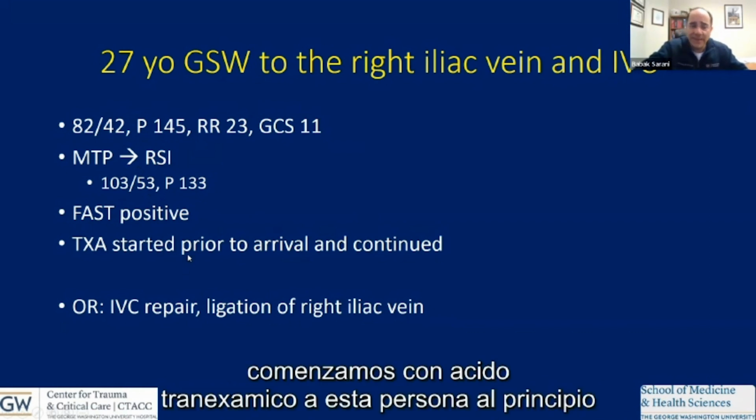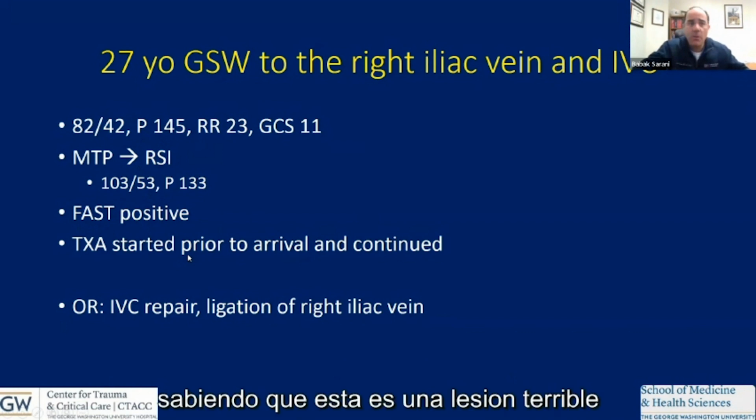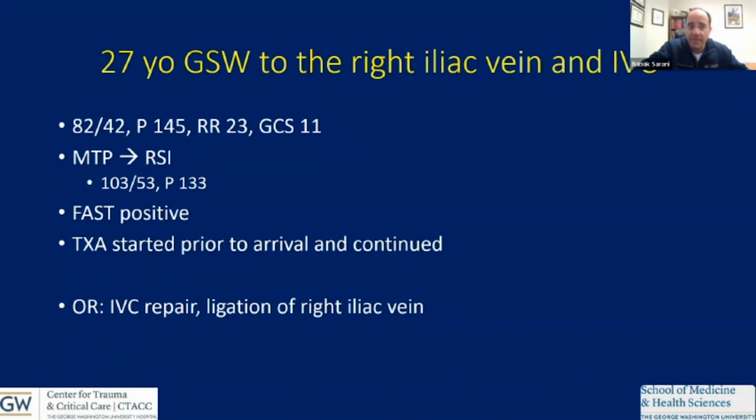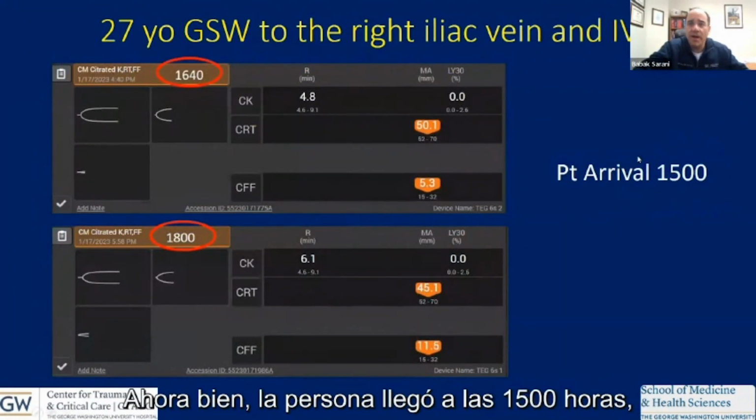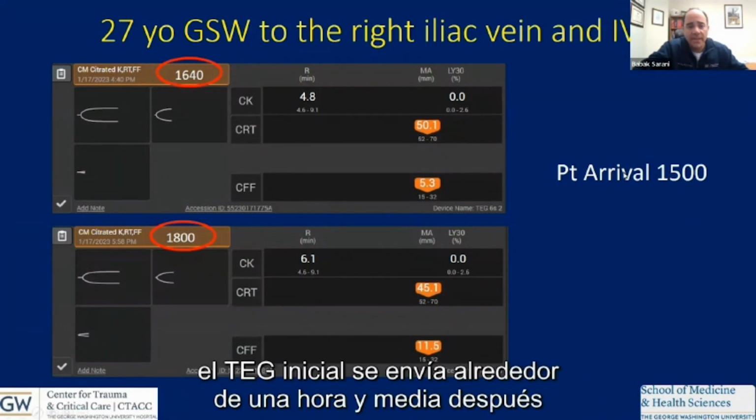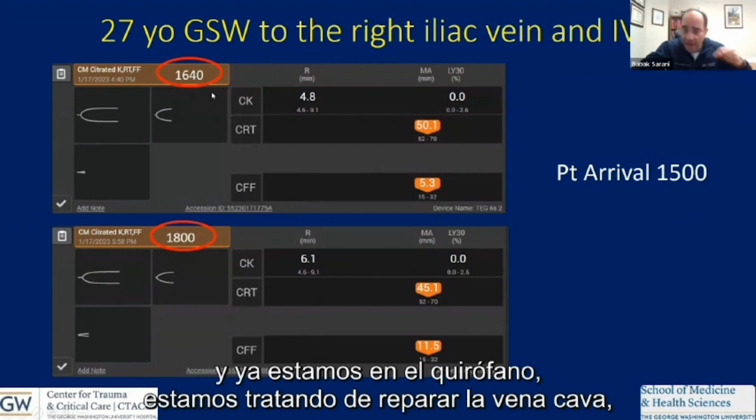We start tranexamic acid in this person up front, knowing that this is a terrible injury and we're going to be having problems with coagulopathy. And we take the person to the operating room. Now, mind you, the person arrived at 1500 hours, at around 3 o'clock in the afternoon. The initial TEG is sent about an hour and a half later. And now we're in the operating room.